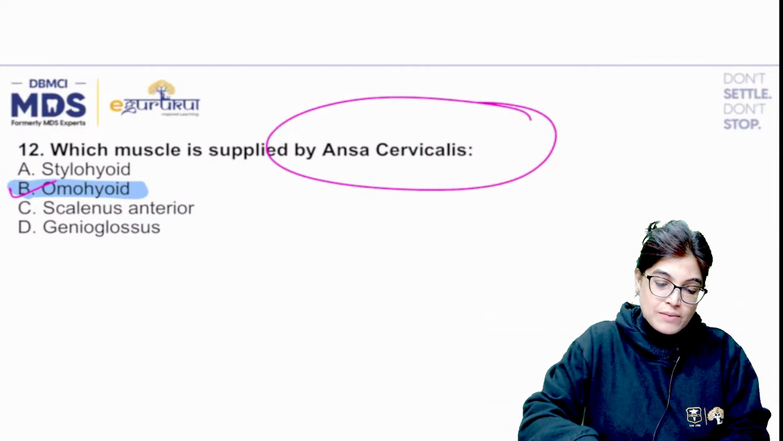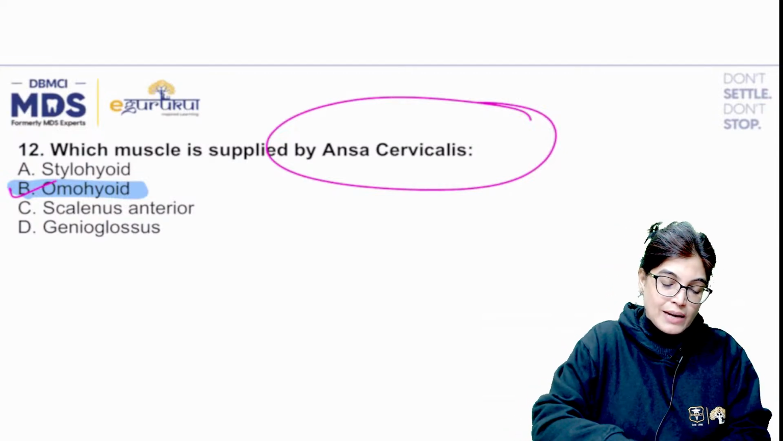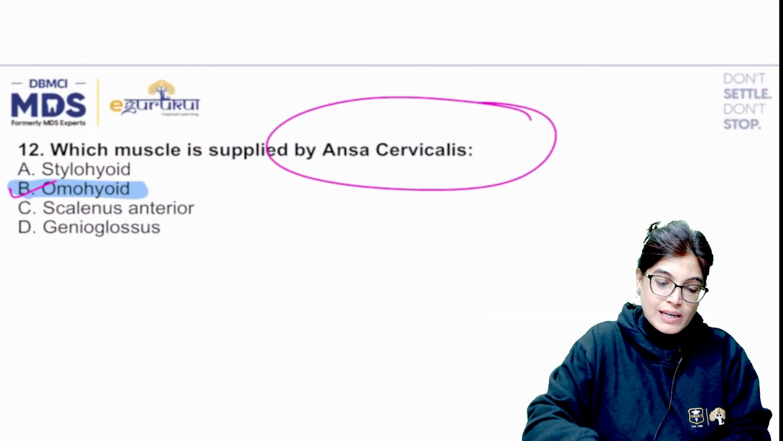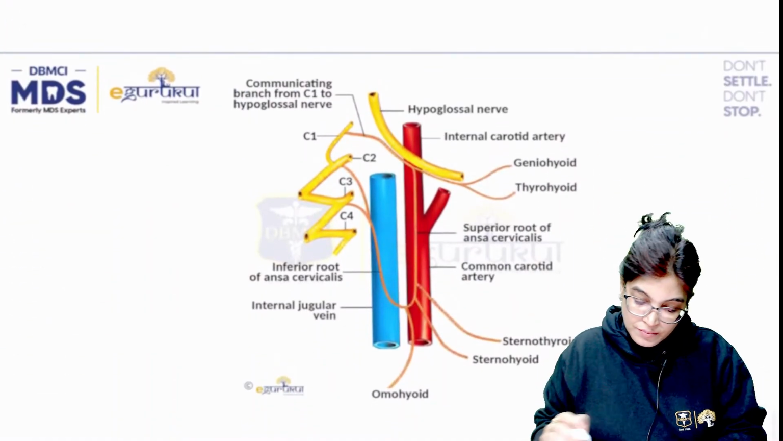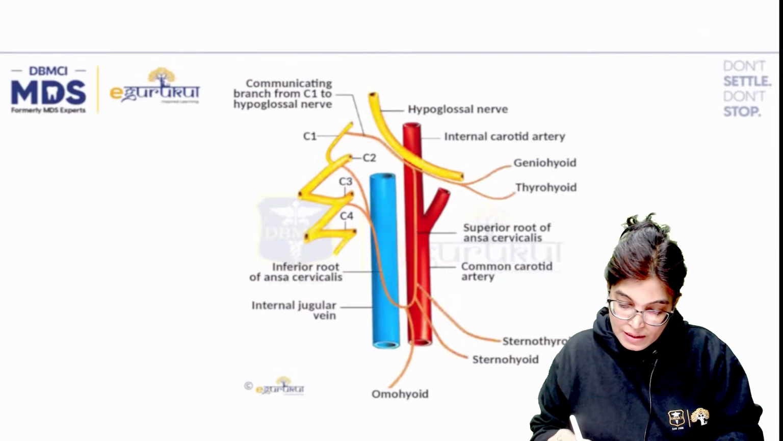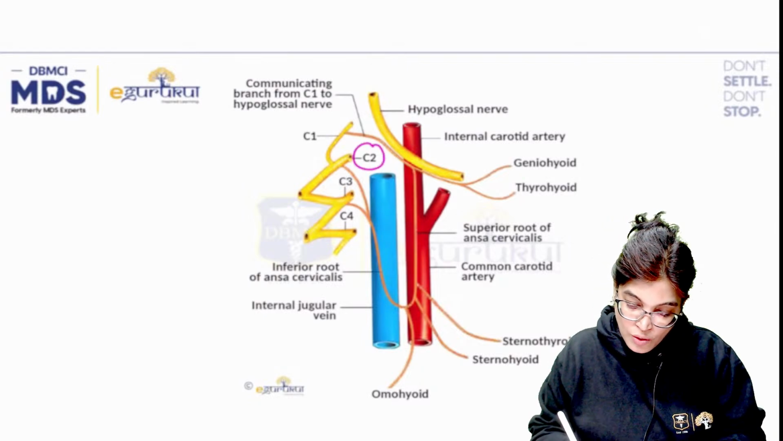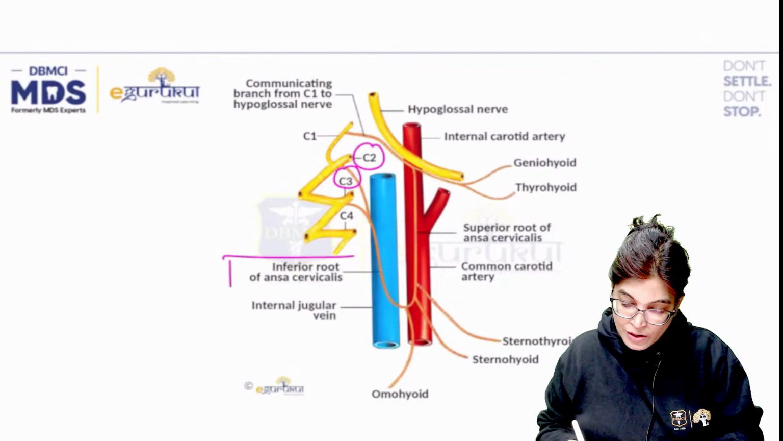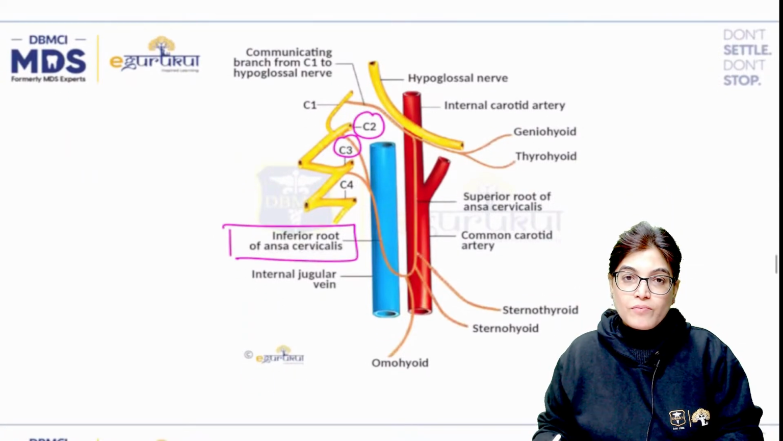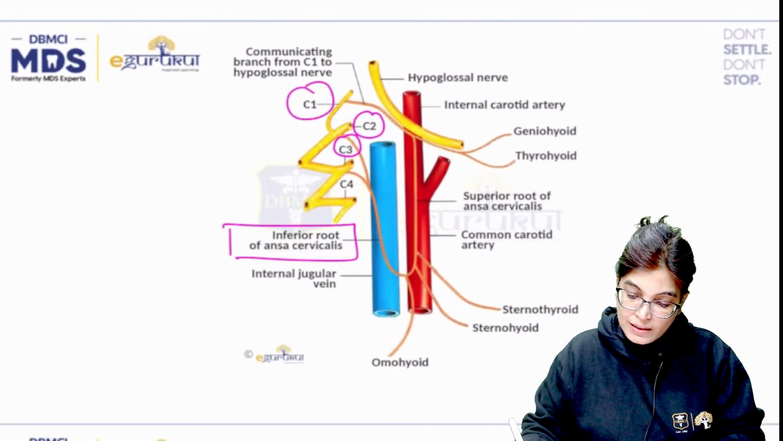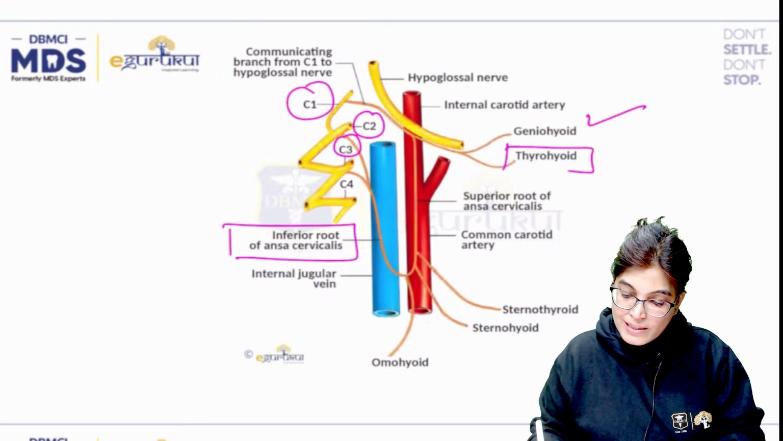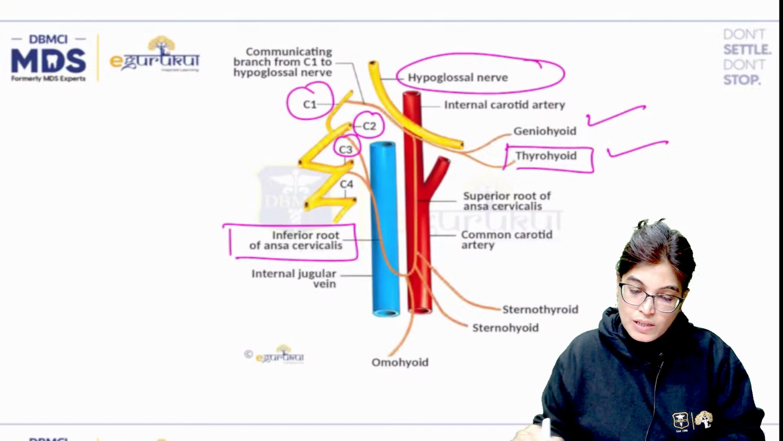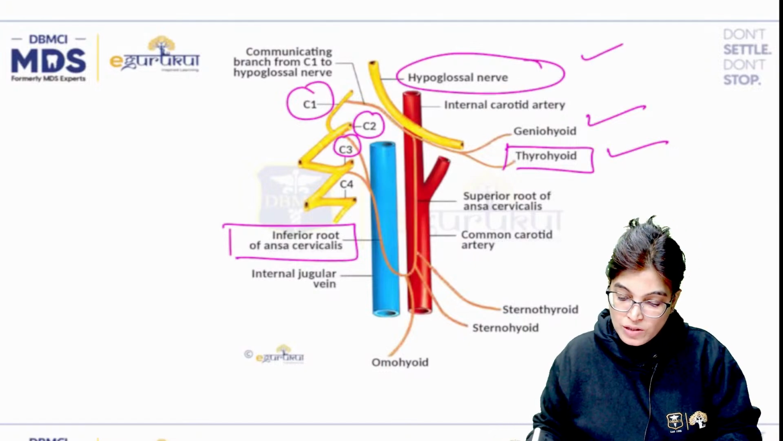Thyrohyoid, yes, Kriti Sharma, absolutely correct. Yes, the question can be twisted like this. So you can see here C2 and C3 are forming the inferior root of ansa cervicalis loop. C1 is forming the superior root of ansa cervicalis, and thyrohyoid is a muscle which is supplied by C1 running along with the hypoglossal nerve.